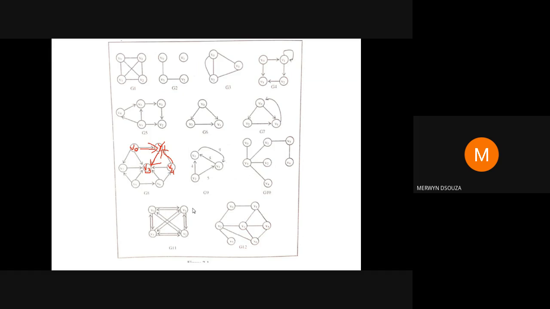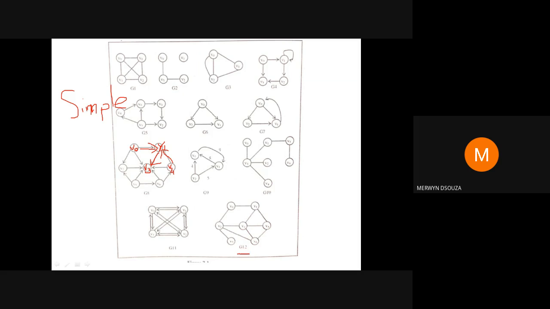Okay, next definition is simple path. A simple path means all the vertices in that path are distinct.